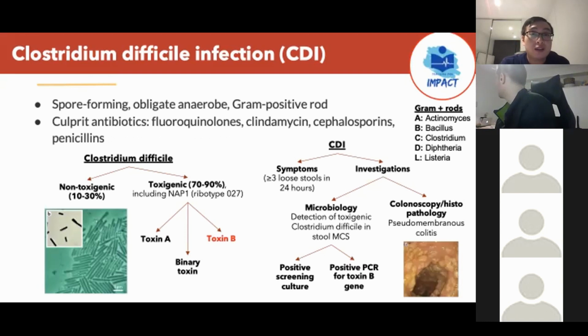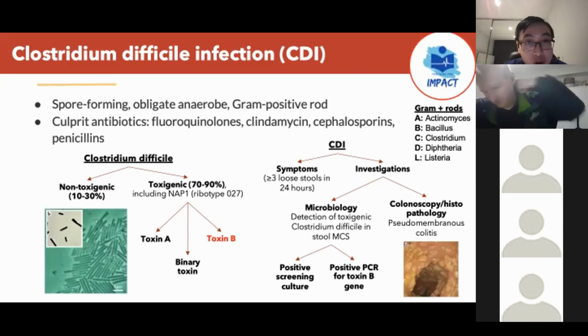The thing that you may or may not be aware of is that there are actually 2 different strains of Clostridium difficile. Most, like 70 to 90%, are toxigenic, which means that they produce toxin. But 10 to 30% are non-toxigenic, which means that simply culturing Clostridium difficile on stool MCS isn't sufficient to diagnose Clostridium difficile infection, because you could be culturing a non-toxigenic strain, and non-toxigenic strains don't cause Clostridium difficile infection.